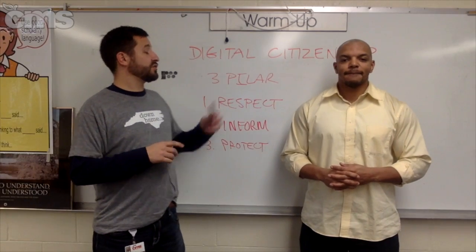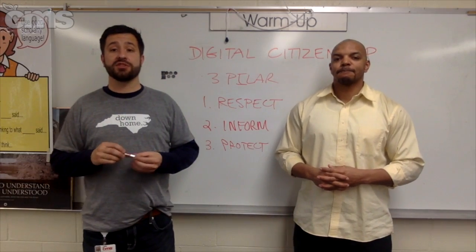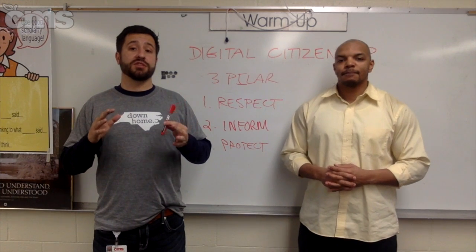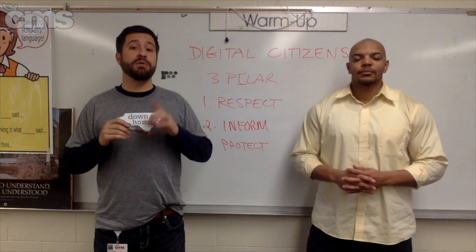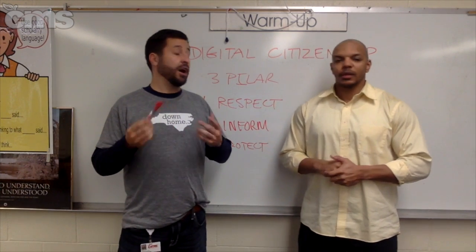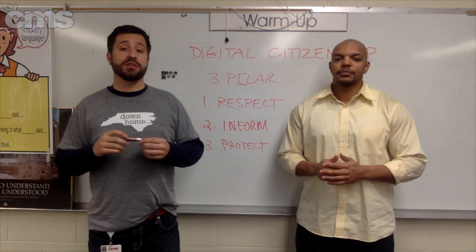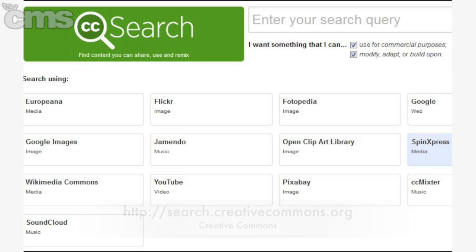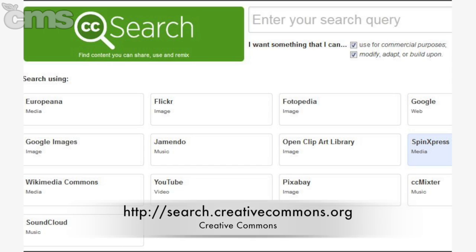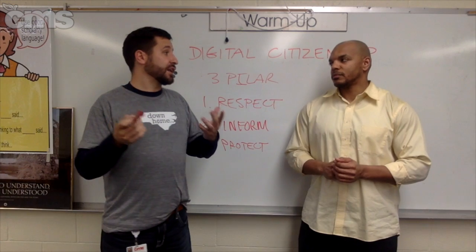All right, guys, we've just finished talking about the 3 pillars of digital citizenship. So now you understand what digital citizenship is and why it's important to your students. Now we want to give you some great tools that'll help you out in the classroom. The first one we want to talk about is Creative Commons Search. What this does is you and your students can search any topic, whether it's videos or images, whatever it is, things that you can actually use and put on the web.